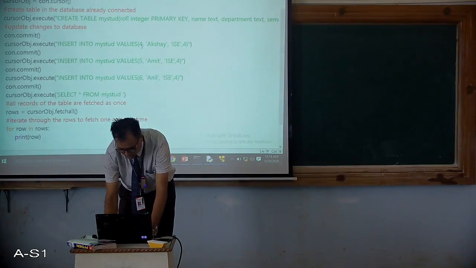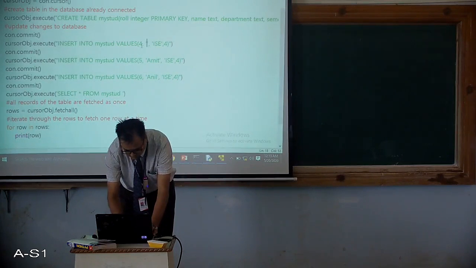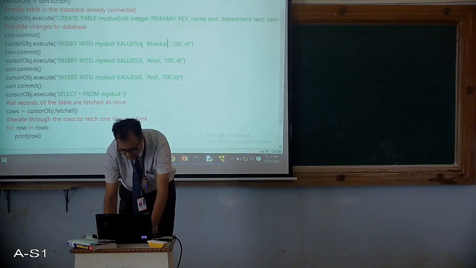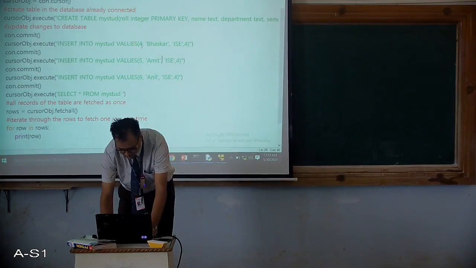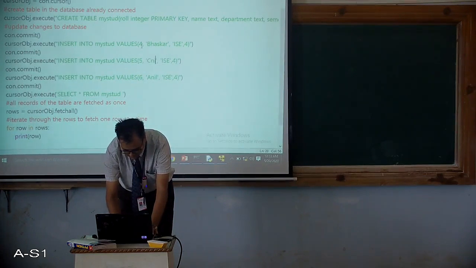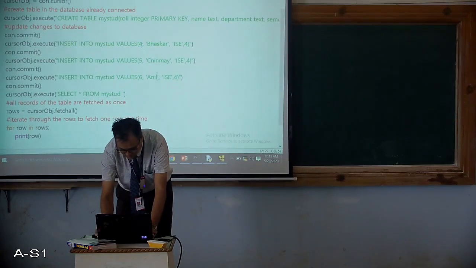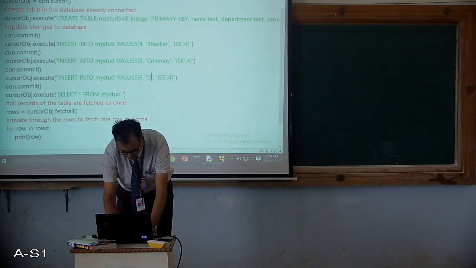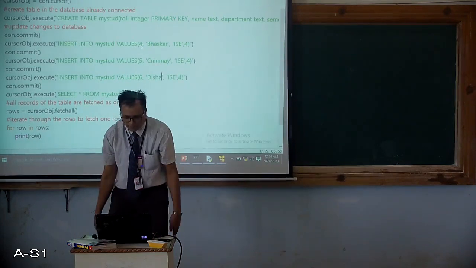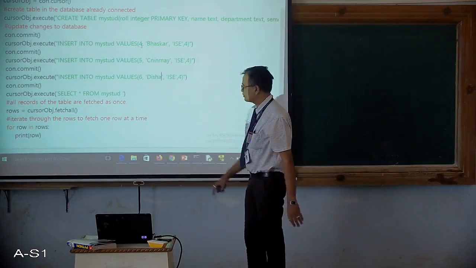Roll number 4, let us assume, is Bhaskar, right? Roll number 5 is Chinmay. Roll number 6 is Disha. Okay, let us assume that I want to insert 3 more records. Why I am telling 3 more, you will come to know very soon.